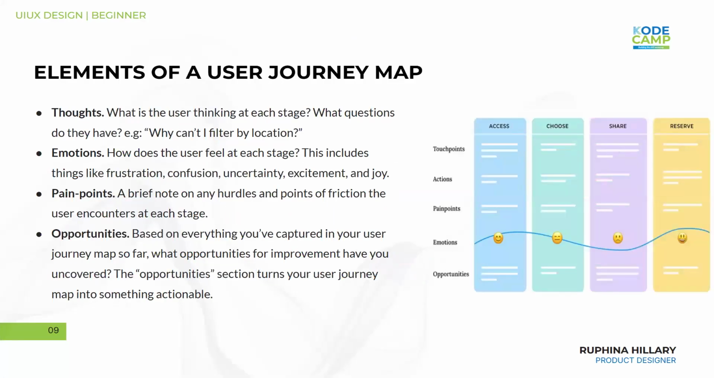Another element is thoughts. What is the user thinking at this stage? What question do they have? For example, why can't I filter by location? If they interact with your product, and for the hotel they can filter by price, but they want something close to them and can't filter by location, these are the thoughts they might be having. We did thoughts in the empathy map, so we know the way our users are thinking. Why can't I filter by location? It identifies an opportunity for you to improve. Make sure that in this product, at this key stage of the user journey map, there is an option to filter by location.